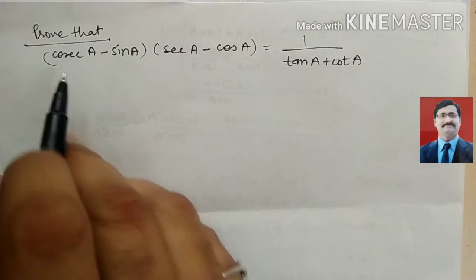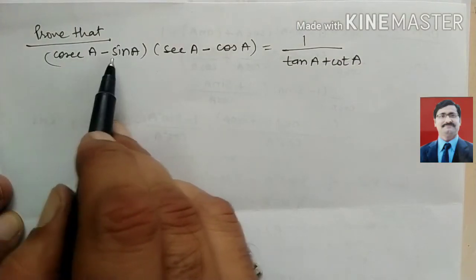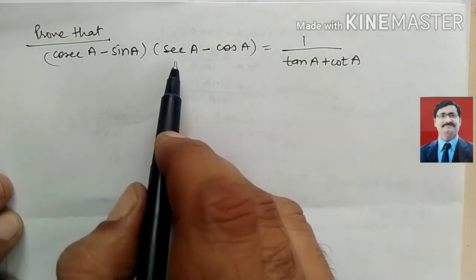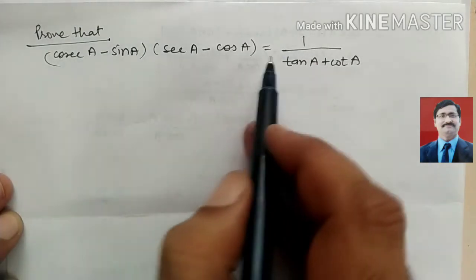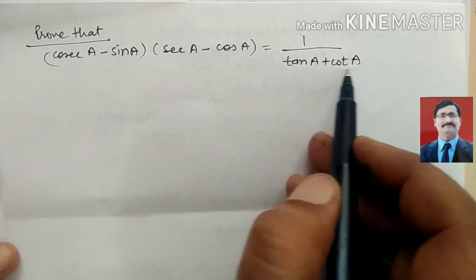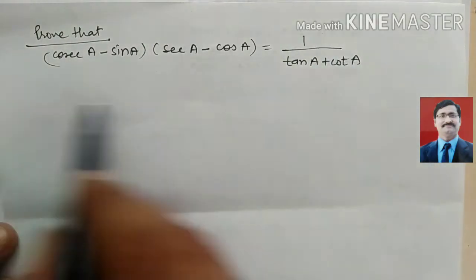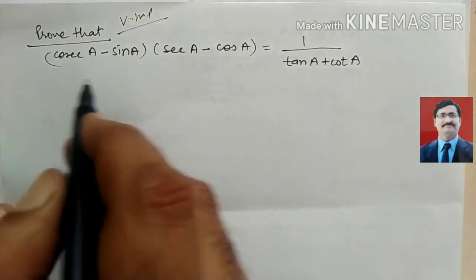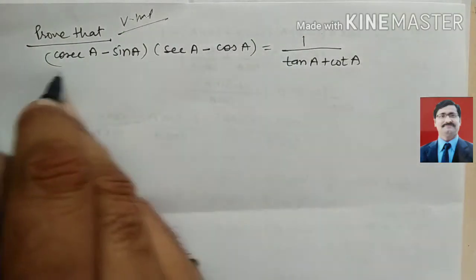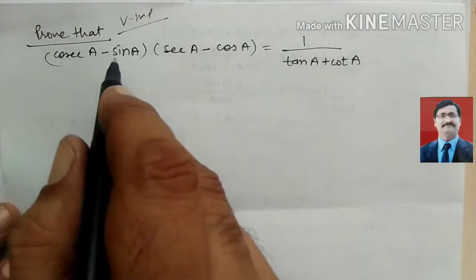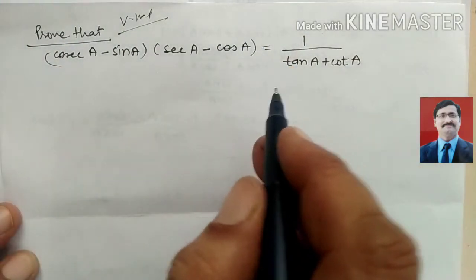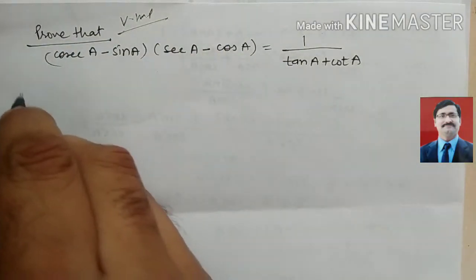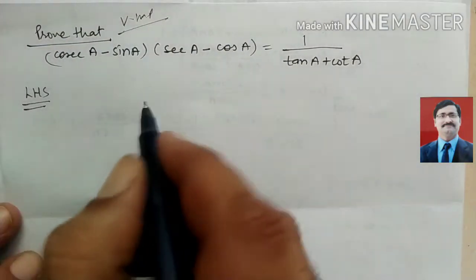Look here, we have to prove that (cosec a minus sin a)(sec a minus cos a) equals 1 upon tan a plus cot a. This is a very important question, and look here how to do this. Here cosec, sin, sec, cos are all mixing. So first of all we take the left hand side and convert this into sin and cos.